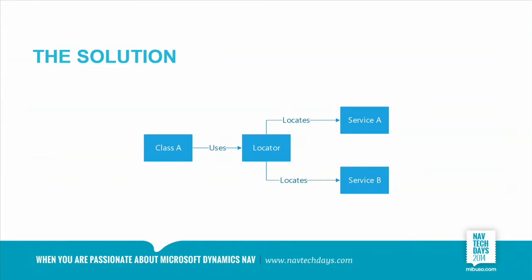The solution to this problem is to introduce a locator in between. So my class instead talks to the locator. It doesn't talk directly to service A or service B. It calls the locator, the locator locates the services, and then my class just continues working. And if anything changes, when I change service A or service B, or I introduce service C, my class A should stay the same. I shouldn't touch class A, which means my NAV code stays the same.